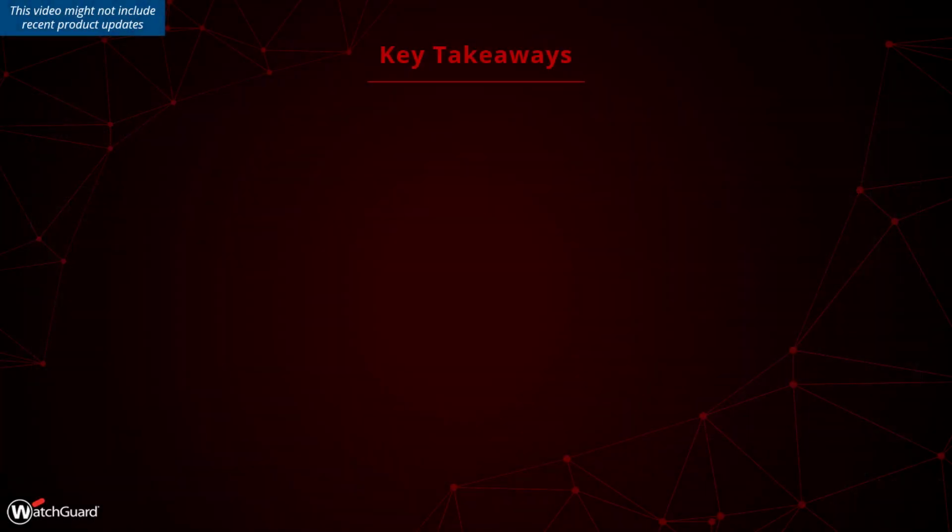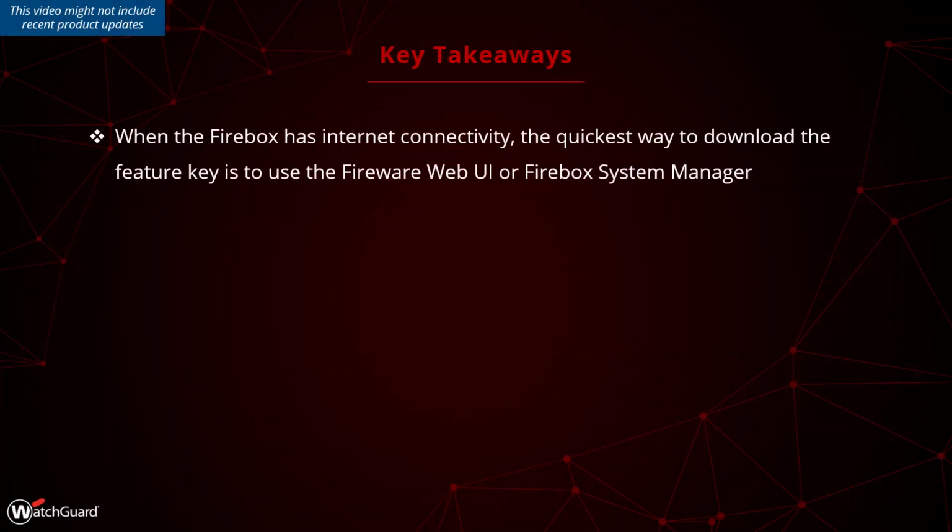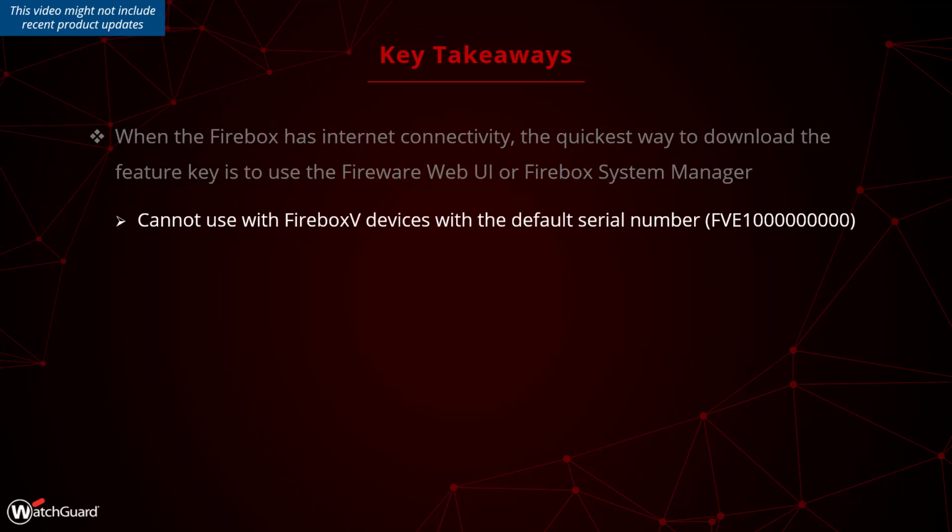Here are some key takeaways. If the Firebox has internet connectivity, the quickest way is to download the feature key using the Fireware Web UI or the Firebox System Manager. Remember, this does not work when your Firebox V is still running with a default serial number.